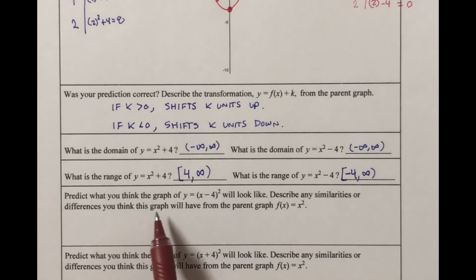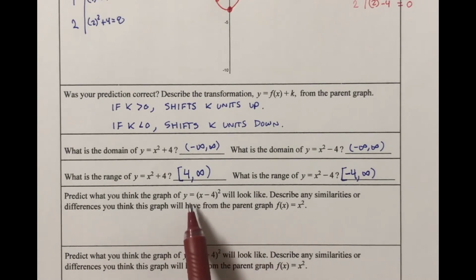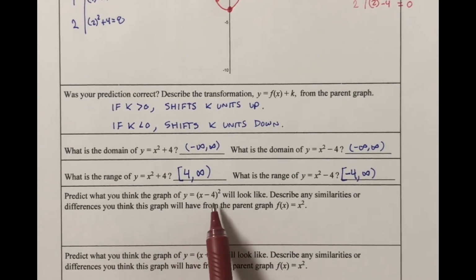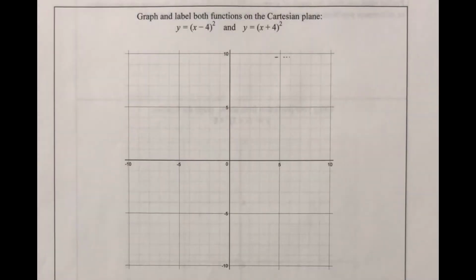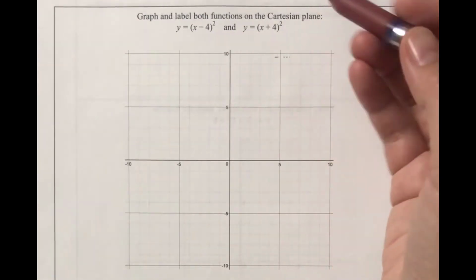So go ahead and predict what you think would happen to a graph if you have this type of situation, x minus 4 squared. Notice the x minus 4 is in the parentheses and then squared. And then if you had x plus 4 in parentheses squared. So make that prediction and then we'll graph these ones. Okay, let's see if your predictions come true.